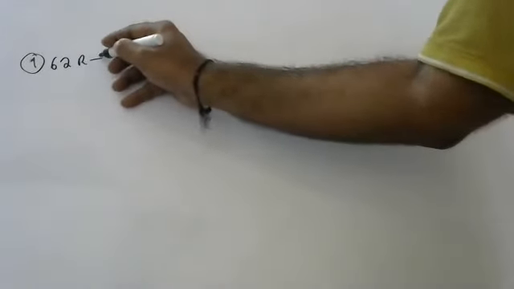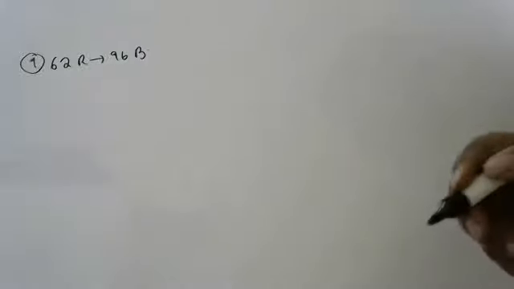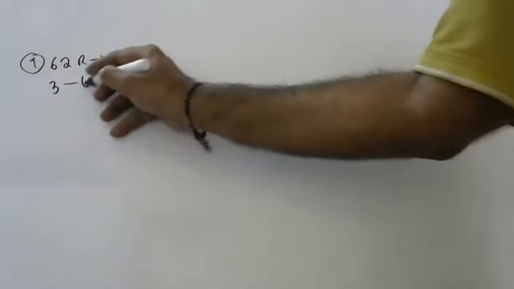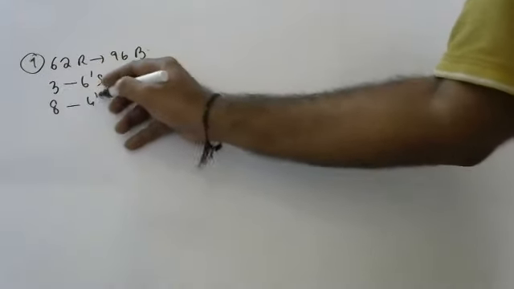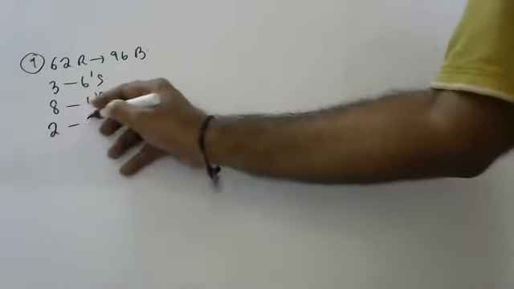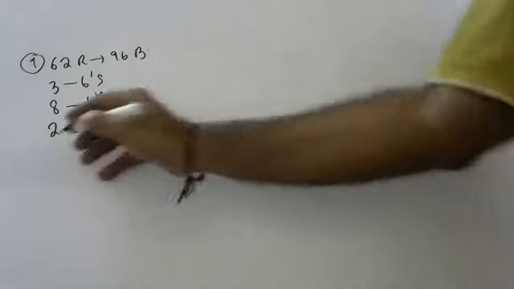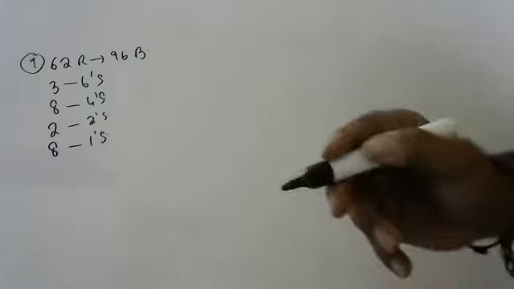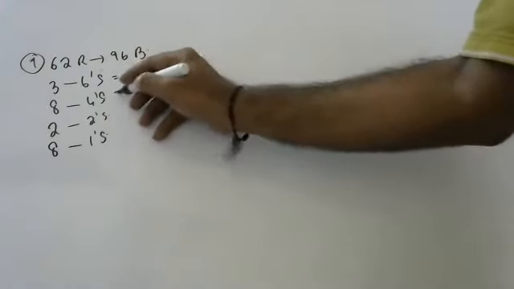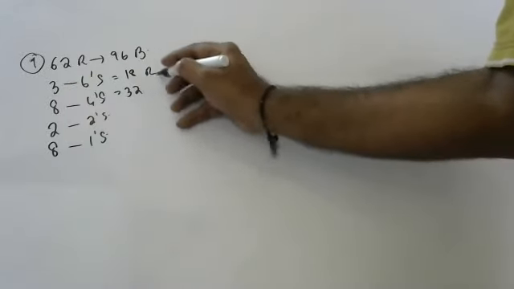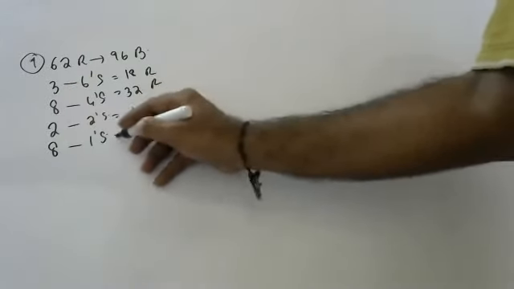Next, children, see the next sum, sum nine. Vedant, tell me sum nine. A cricketer scored a total of 62 runs in 96 balls: 3 sixes, 8 fours, 2 twos, and 8 singles. So 3 sixes means 18 runs, 8 fours are 32 runs, 2 twos are 4 runs, and 8 ones are 8 runs.